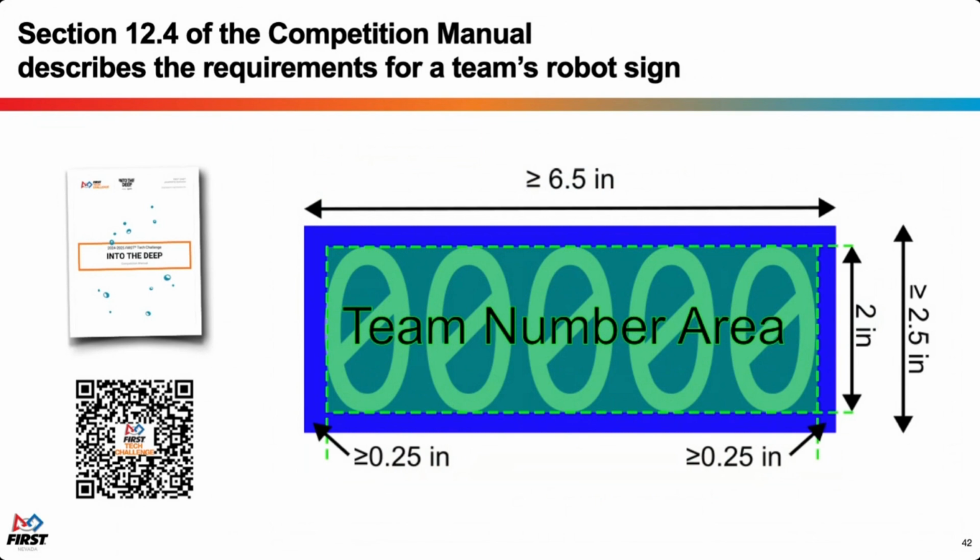Although this graphic is shown in inches, the sizes are actually specified in centimeters inside the manual as well. So for example, the width of our sign is going to have to be at least 16.5 centimeters, and the height has to be at least 6.4 centimeters. All right, so let's design this.